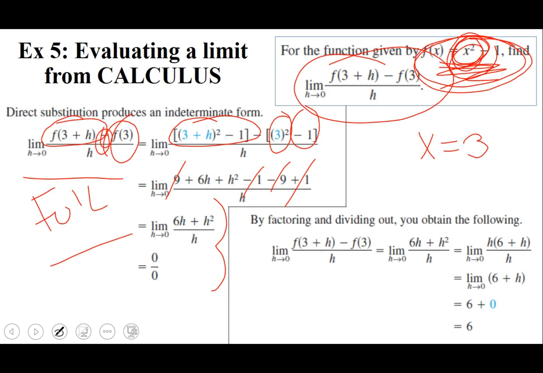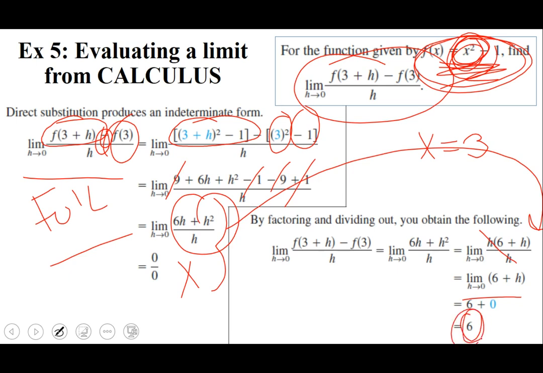Unfortunately, if you try to plug in 0 over 0 to 6h plus h squared over h, you're going to get that nasty looking indeterminate form. But the good news is, because everybody has an h, you're going to use our factoring and canceling strategy by factoring out an h, reducing an h, and then finally plugging 0 into 6 plus h gives you a final answer of 6.